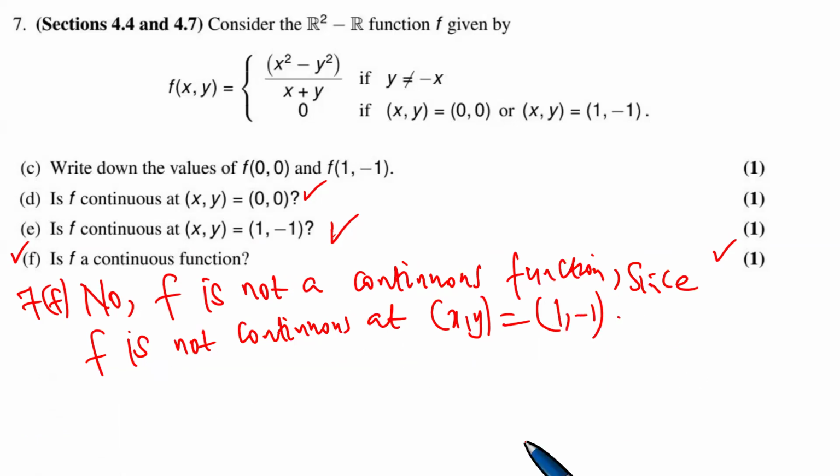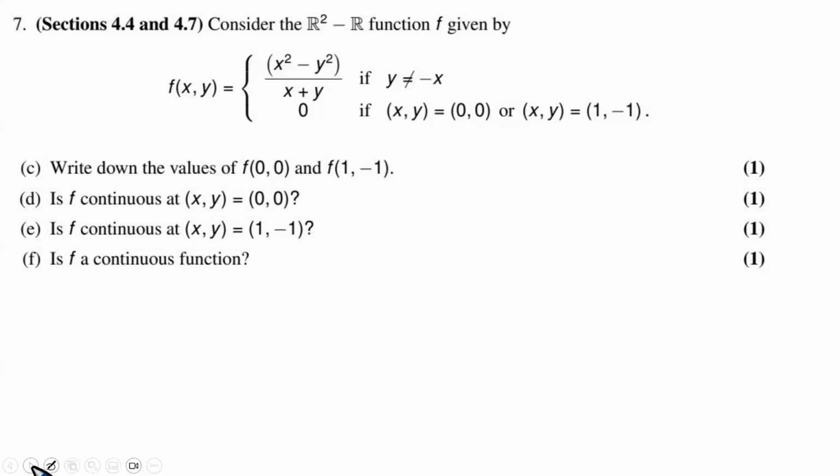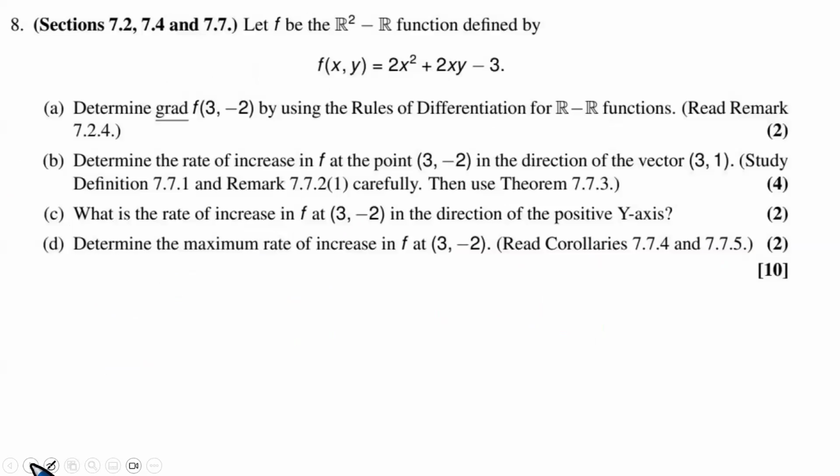So f is not a continuous function in general, since f is not continuous at this specific point. It is continuous at other points, like we saw that it's continuous at the origin, but it's not continuous at 1 and minus 1. So we're good, and we move forward to the next question.